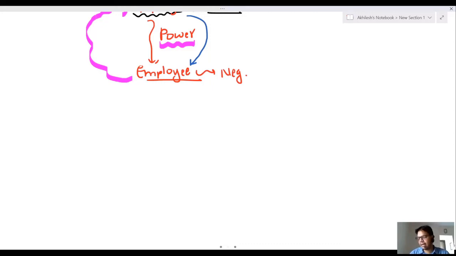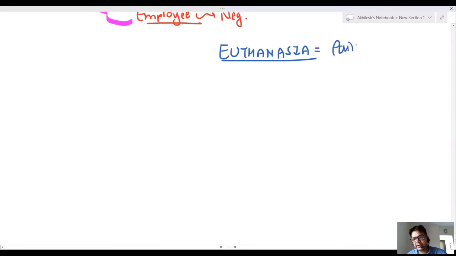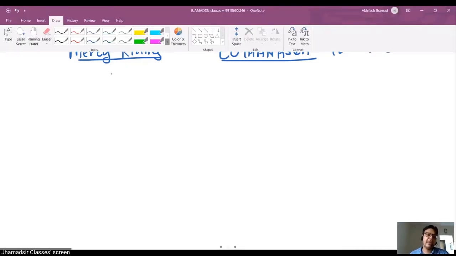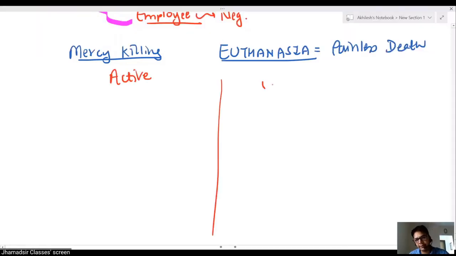Okay. Now next is another very important word: euthanasia. Euthanasia is causing painless death, and it is also known as mercy killing. Now, doctor, we have two types of euthanasia: active and passive.